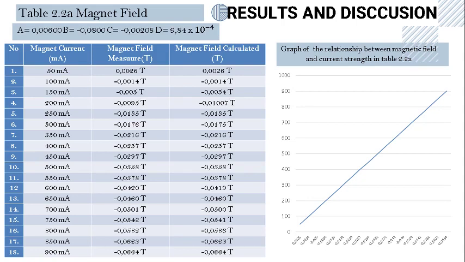Okay, for the Hall voltage variation, as you can see, the current is constant at 5 mA and the magnet current varies from 50 to 900 mA. The variation of magnetic field with Hall voltage shows a directly proportional relationship between the magnetic field and Hall voltage in the table.